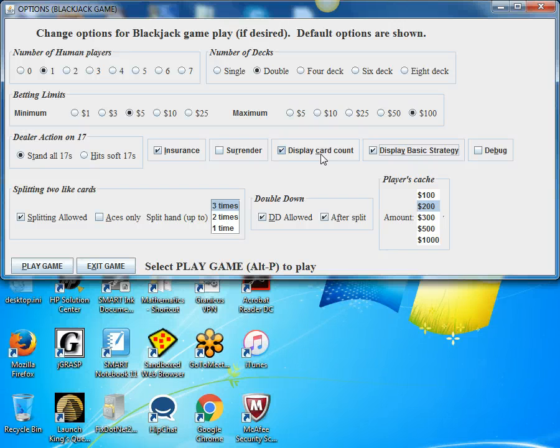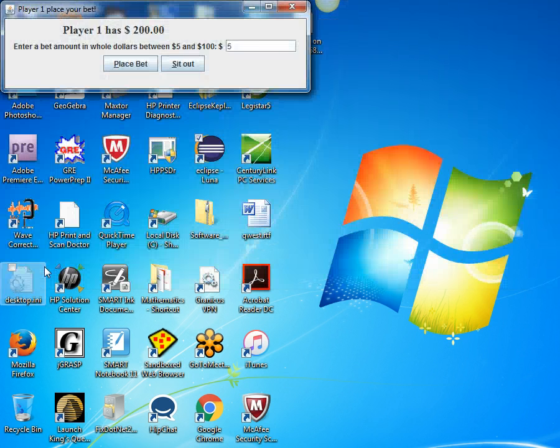And then the adjusted card count, you basically take that count and you divide by the fraction of the deck that's still remaining. And then basic strategy is just going to display what the player should do. So let's just go ahead and play the game.